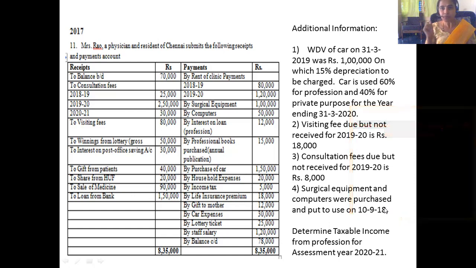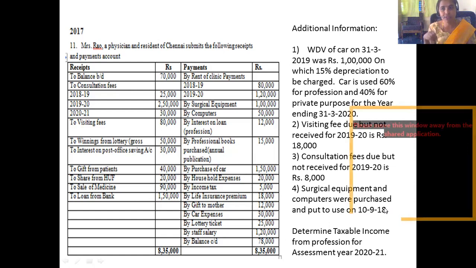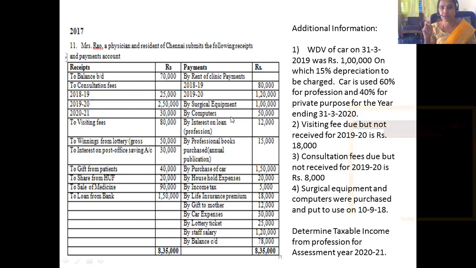If the asset had been used for less than 180 days, I would have multiplied by 50%; the depreciation would have been reduced by 50%. No problem at all. Since the asset is used for 180 days or more, we straight away multiply with the percentage. So 1 lakh into 15%. Next one is the computers. The rate of depreciation applicable to computers is 40%. So 50,000 into 40%, that is 20,000.